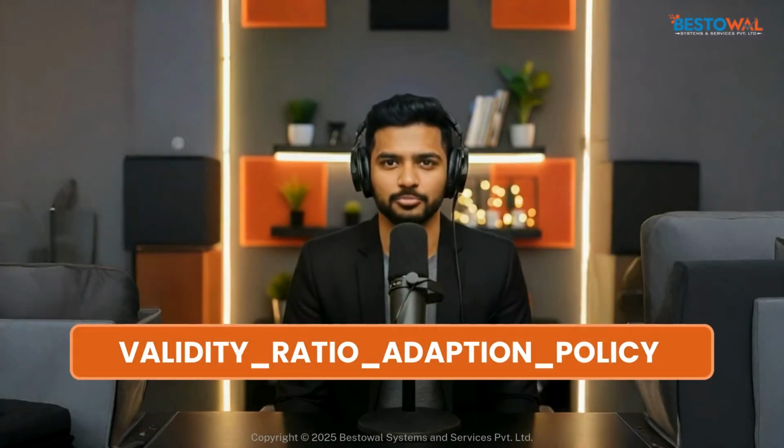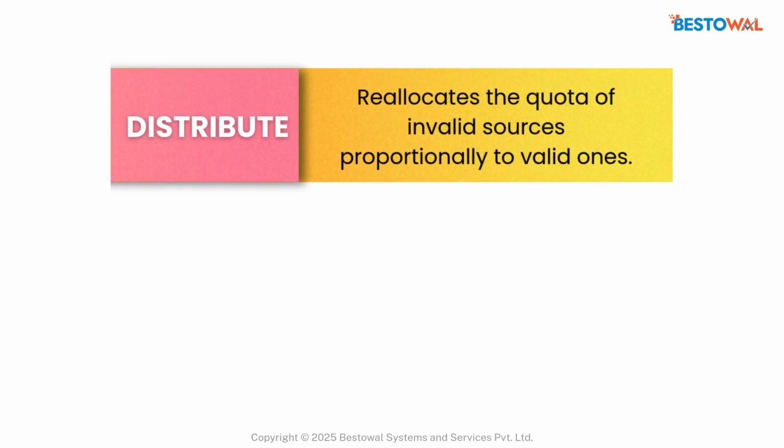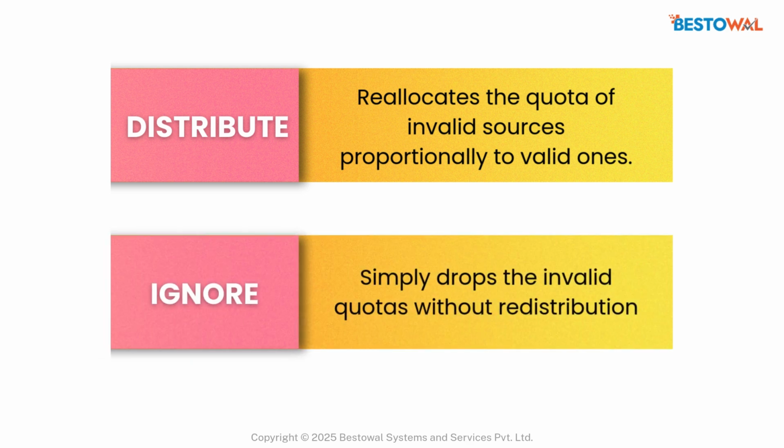What happens when a source of supply becomes invalid? That's where validity ratio adaptation policy comes in. Distribute reallocates the quota of invalid sources proportionally to valid ones. Ignore simply drops the invalid quotas without redistribution. This choice can significantly impact sourcing results. Where does this matter?